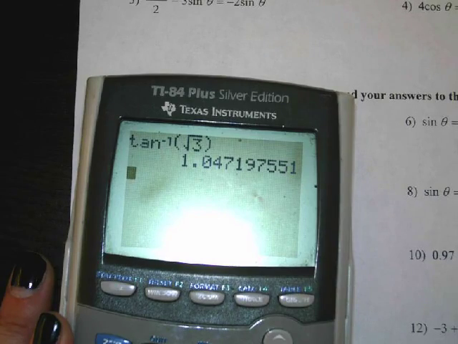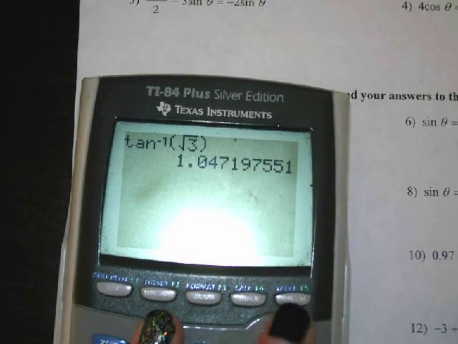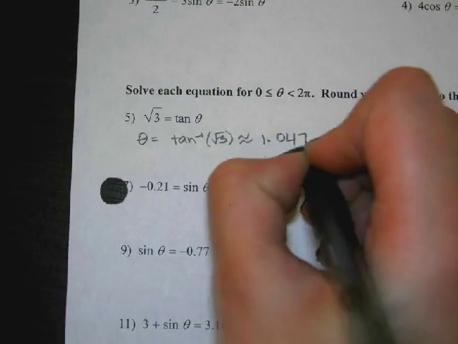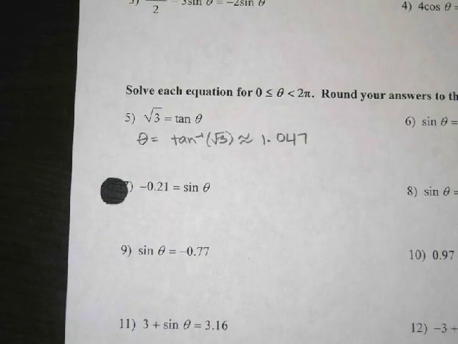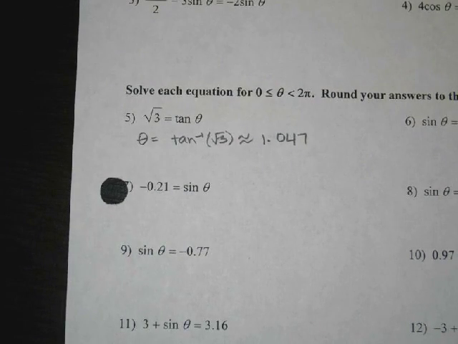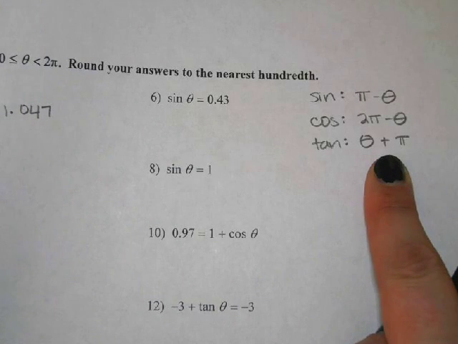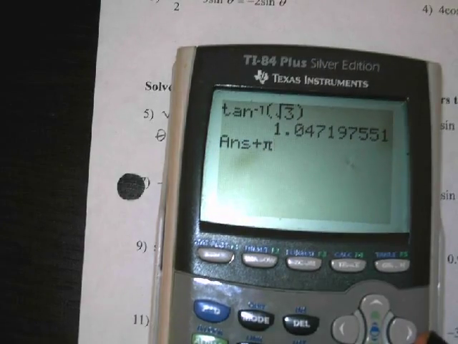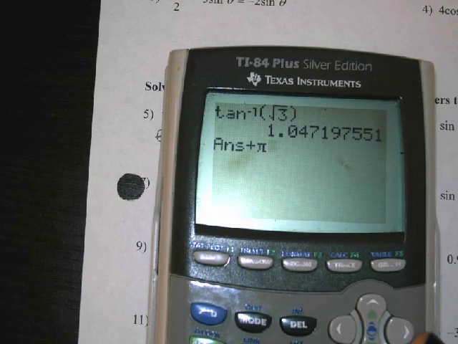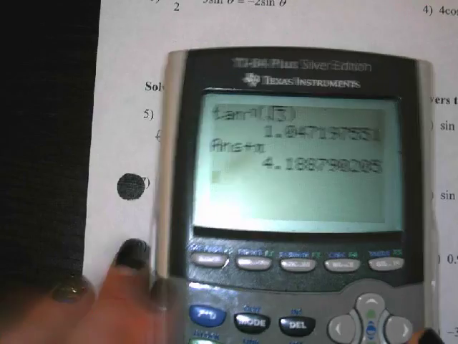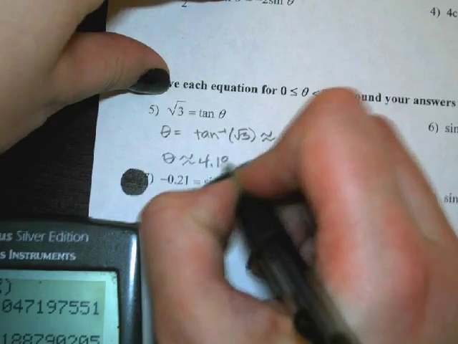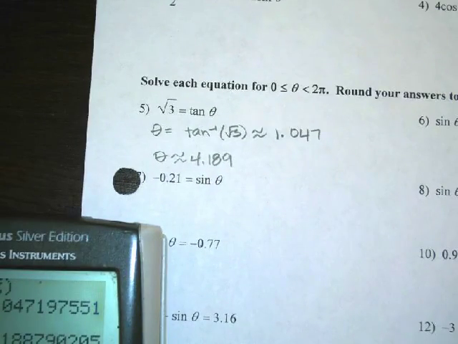And we have 1.047. That's our first answer. And they said they want both answers that are from 0 to 2 pi. And so since this is tan, what are we going to do to find our next answer? We're going to add pi. So take that decimal, I'm going to add pi. Plus pi. And I'm using the actual pi key. I am not doing plus 3.14. Okay, use the actual pi button. 4.189. So those are our 2 solutions.